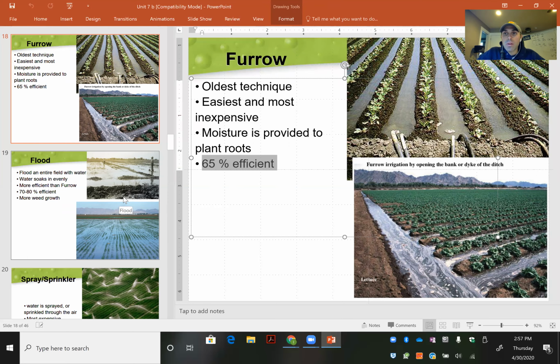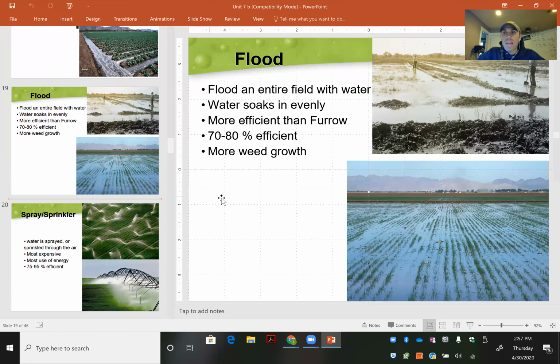If we continue on with flood irrigation, that is the next type of irrigation. It is a little bit more efficient, but not the most, by any means. We flood the entire field. This could promote weed growth. It's about 70 to 80% efficient.